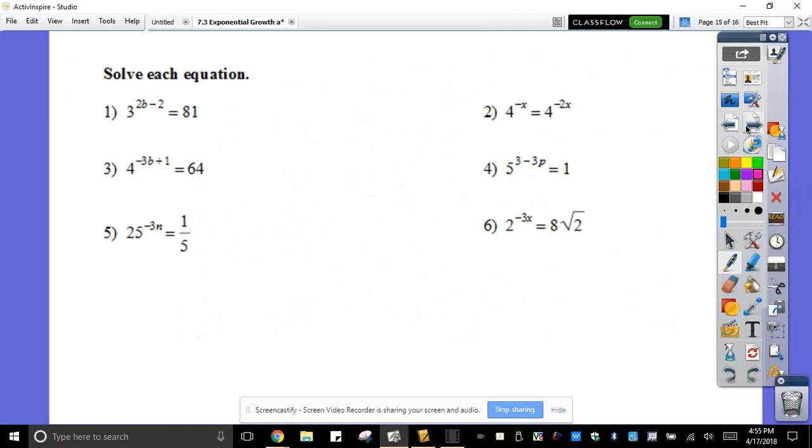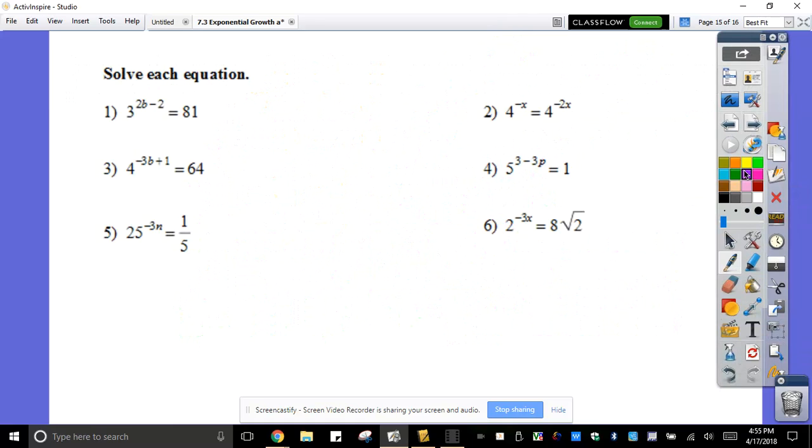Now we're gonna solve here. I'm gonna work it quickly. I know that 81 is the same thing as 3 to the 4th power. So this cancels out. This gives me 2b minus 2 is equal to 4. And then 2b is equal to 6. B is equal to 3.